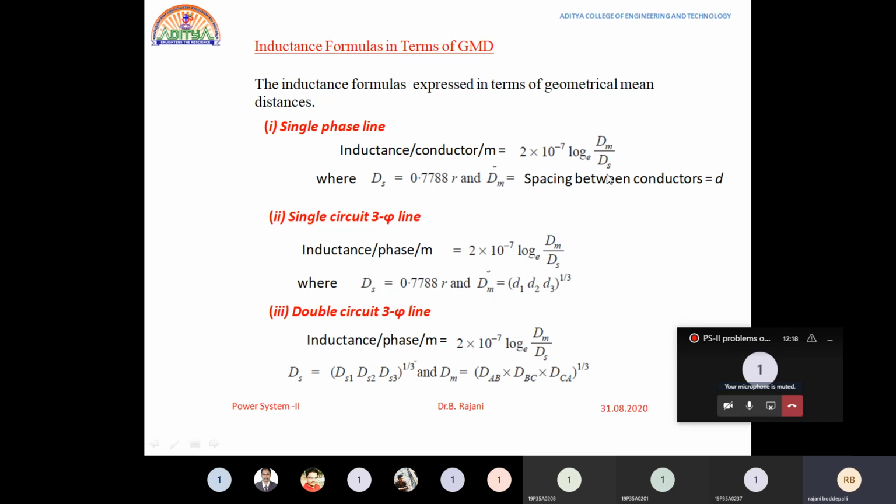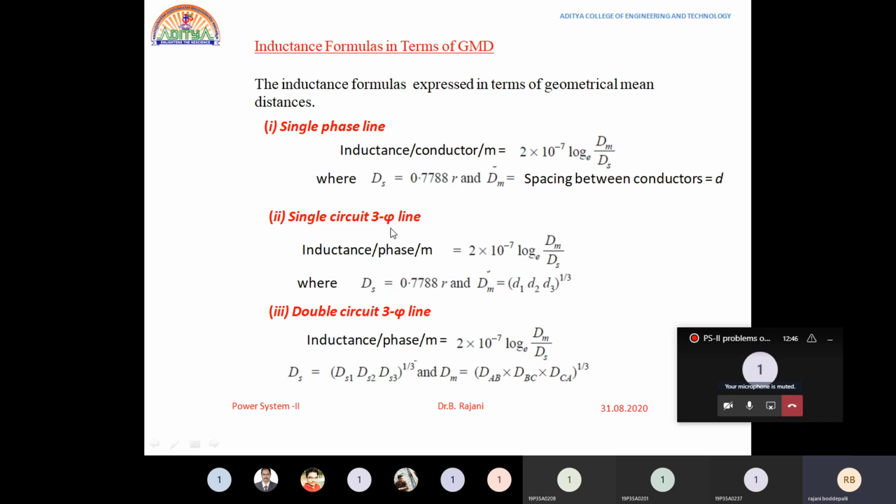Ds is the self GMD, and Dm is the mutual GMD, where the self GMD has the formula 0.7788 into R. We derived that formula in the last classes, and Dm is the spacing between the conductors. Here it is a single phase line, so D is the spacing between the conductors.